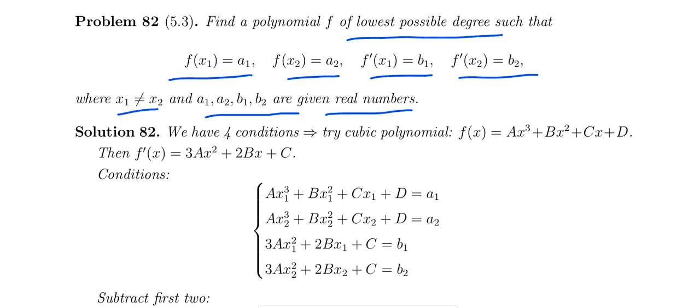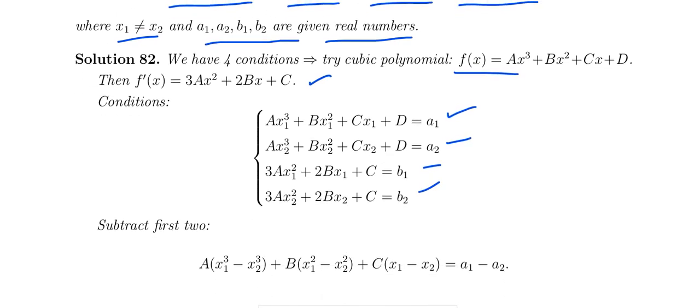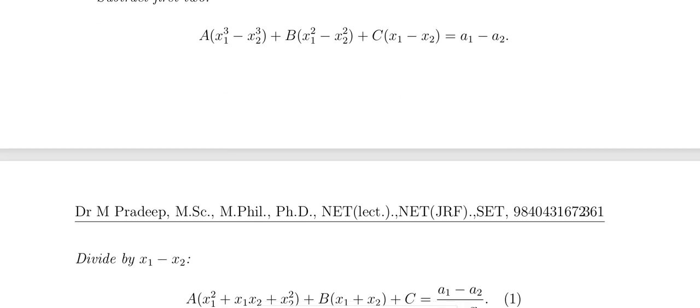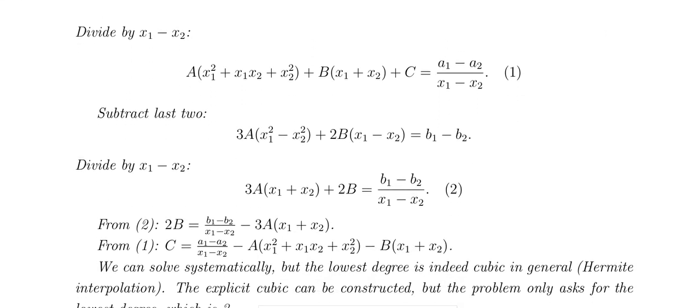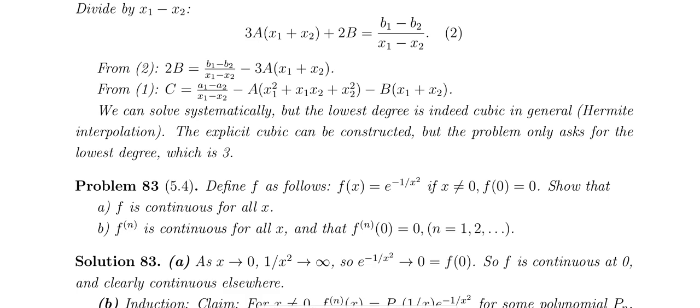That means 4 conditions. That is f of x1 equal to a1, f of x2 equal to a2, f dash of x1 equal to b1, f dash of x2 equal to b2. So try for the cubic polynomial. The derivative கண்டுபிடிச்சிட்டு that is equal to a1, a2, b1, b2, so like that. With the condition x1 is not equal to x2. So there is a cubic polynomial. The explicit cubic can be constructed, that is for the lowest degree, which is 3.